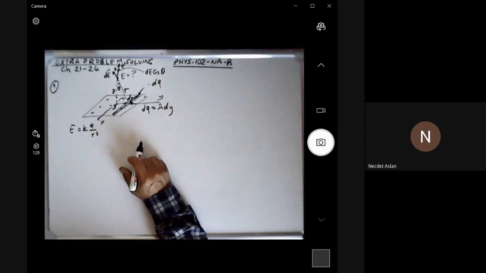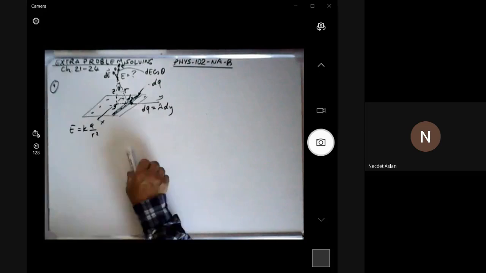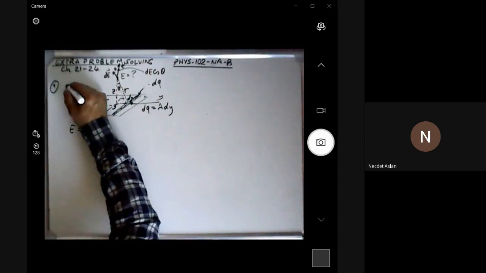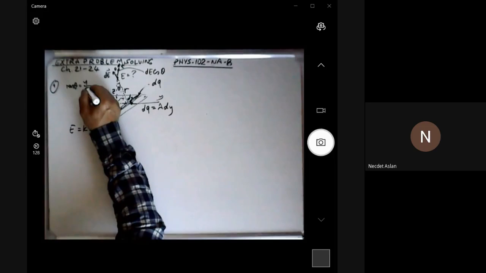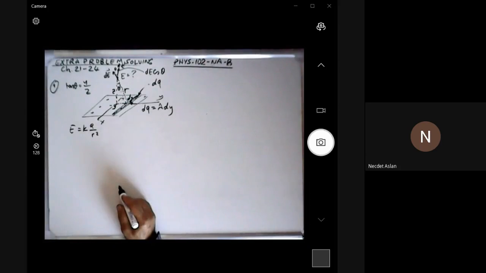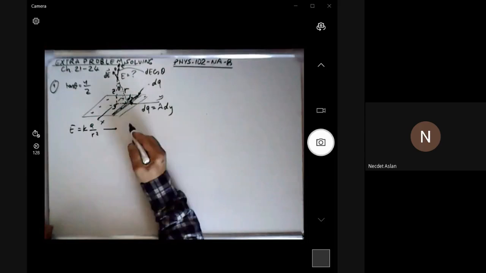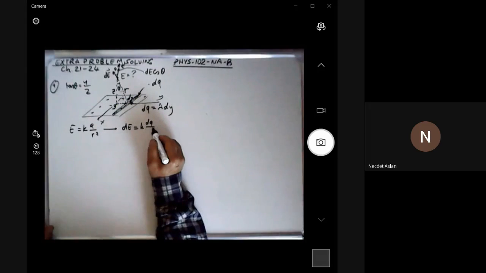Now, r can be written, of course, in terms of z and y. For instance, tangent theta is equal to y over z. So this is an expression that we will use, just keep that in mind. Now, this expression is correct, but for our dq we have dE, and this is given by k dq divided by r squared.